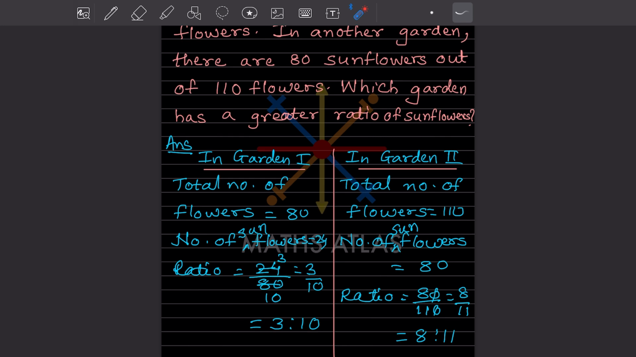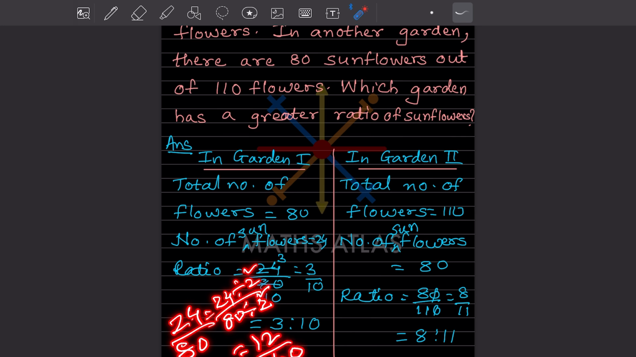And when you simplify this, what do you get? This is divisible by 8. 8 threes are 24 and 8 tens are 80. Or if you don't know directly, you will go with the lowest number. That is 24 divided by 2. Whatever you divide, the same number will be divided. If 2 here, here also 2. So that will be 20 by 40. Again, this is divisible by 2. So what is that going to be? That will be 6 by 20. Again, this is divisible by 2.